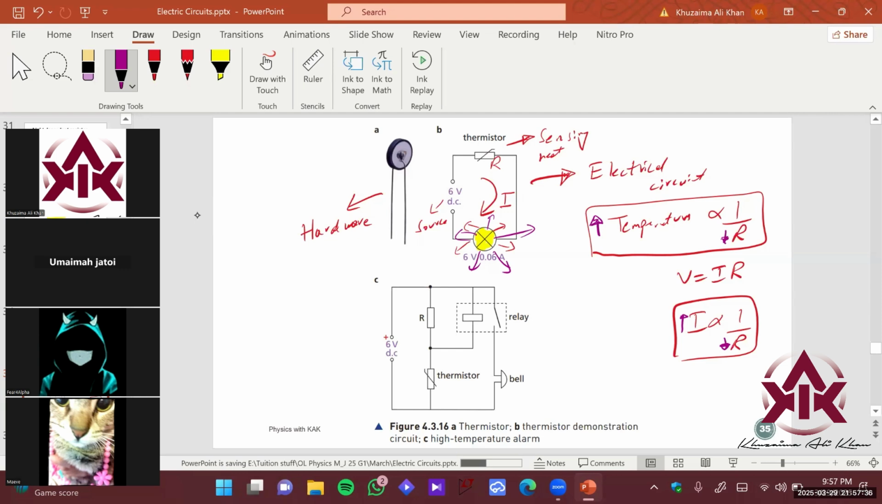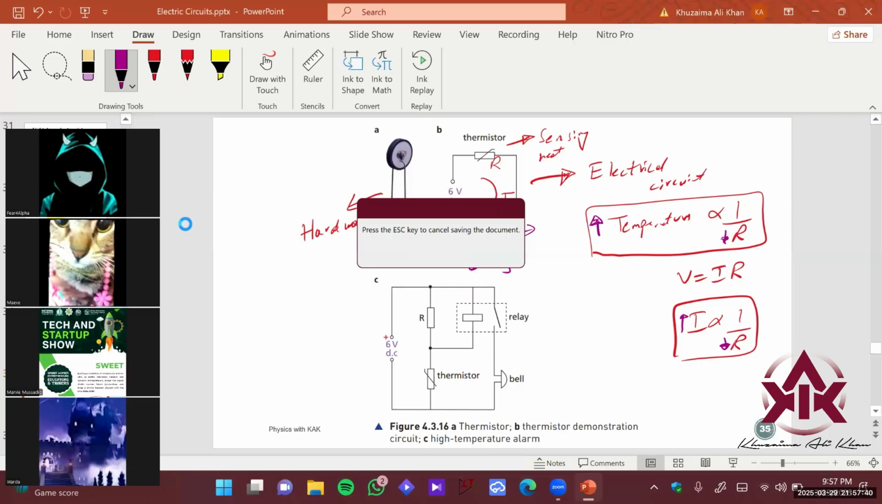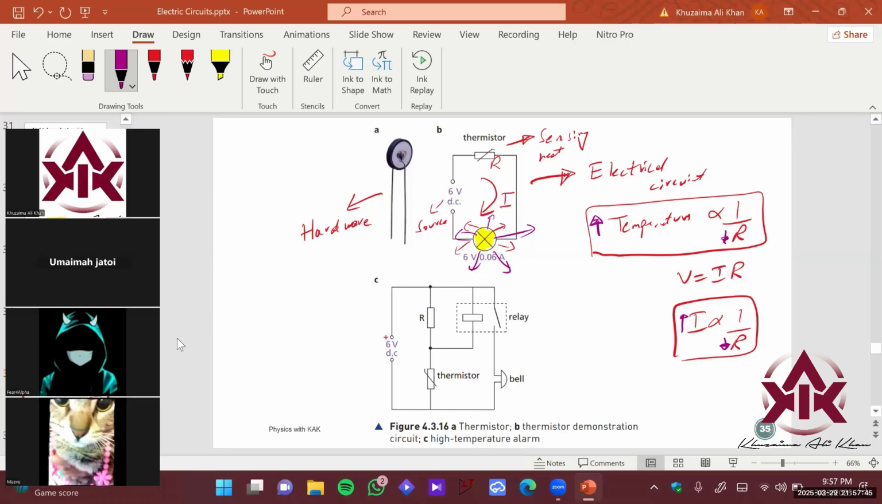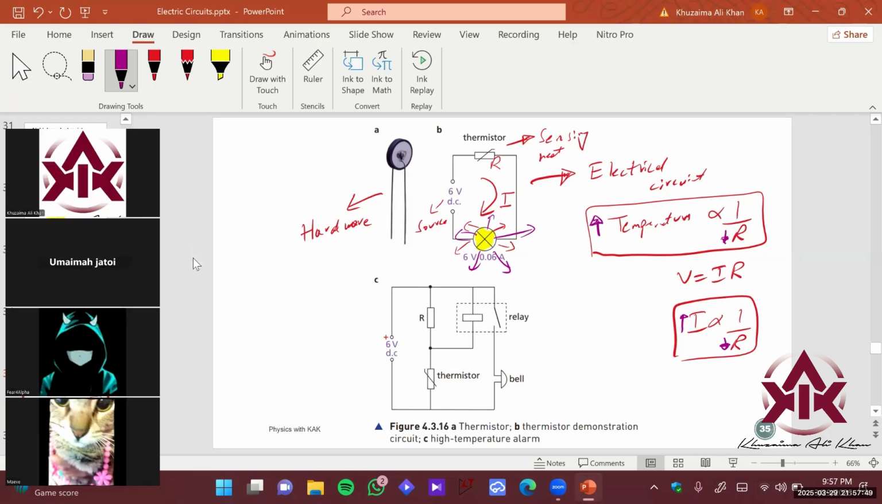If this makes sense, give me a thumbs up. How does the thermistor operate? It makes sense. Sir, can you repeat the summary of the thermistor you did from here?